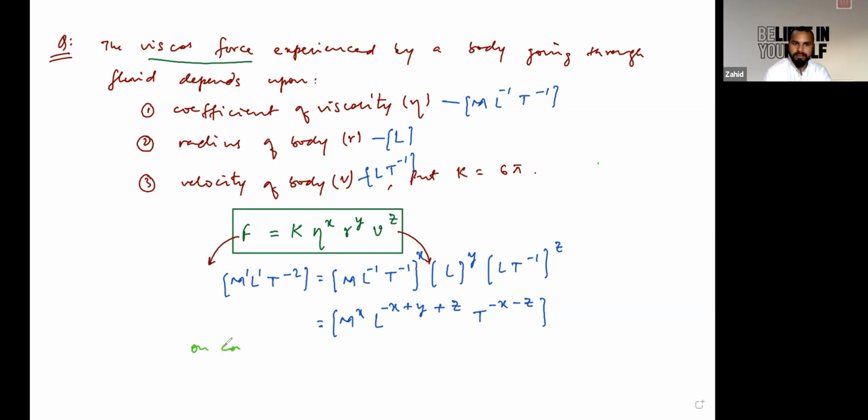So on comparing exponents, x would be equal to 1, minus x plus y plus z is equal to 1, minus x minus z is equal to minus 2. So put the value of x in this part, you will get z. Put the value of x and z in this part, you will get y. Try to solve.